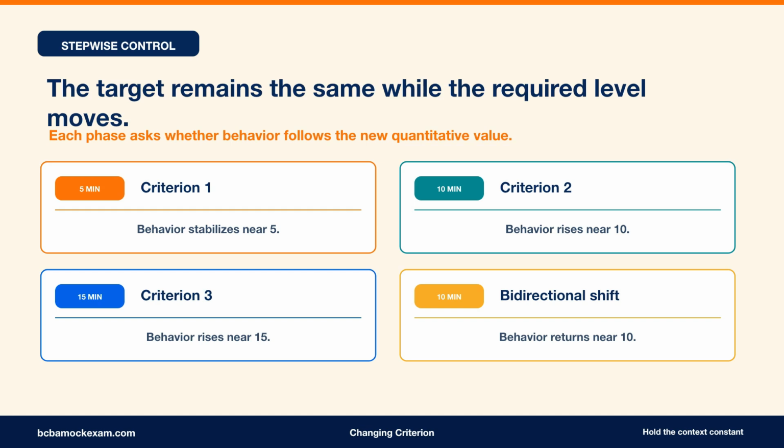The step pattern lets one behavior provide several replications. Performance stabilizes near 5, then moves near 10 after the criterion changes, and later approaches 15. A planned return to 10 can be especially useful because behavior must reverse direction with the criterion. That bidirectional shift is not an A-B withdrawal. The treatment remains in place. Only the quantitative performance requirement changes.